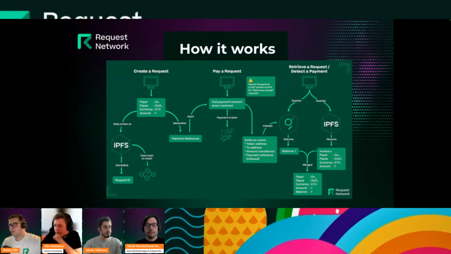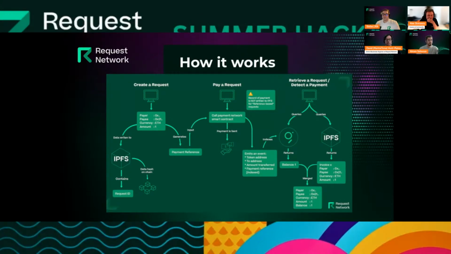So how does it work? When creating a request, we start by entering details such as the payer address, payee's address, currency type, and amount. Then the information is stored on IPFS, generating a unique data hash. This data hash is then recorded on the blockchain, creating a unique request ID. So that's when we are creating a request.